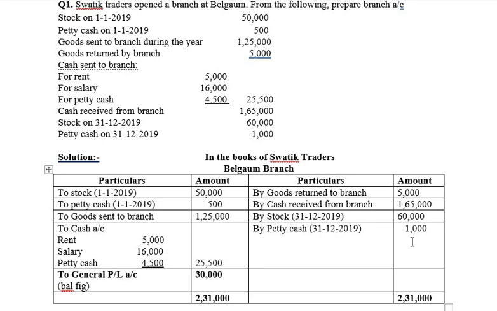When you total it out, the total will be 2,31,000. And the balancing figure, which is 30,000, is nothing but profit, which goes to the general profit and loss account, as the balancing figure. I hope you have understood the whole question.